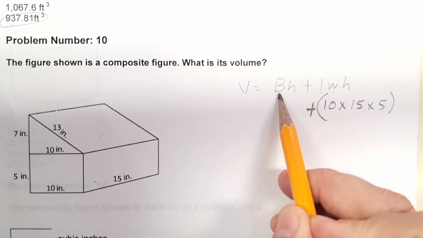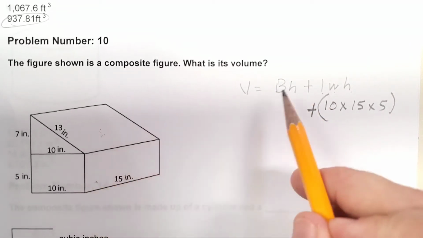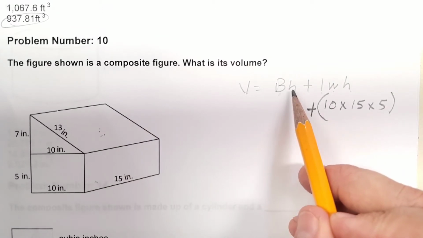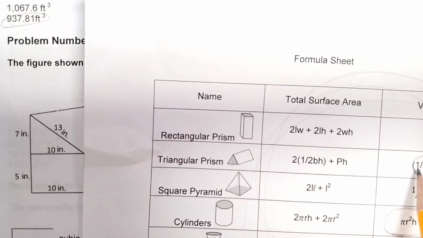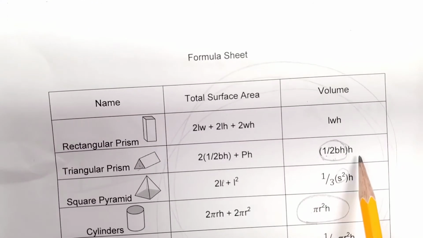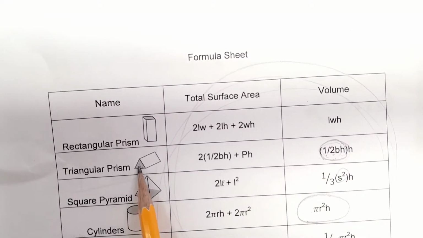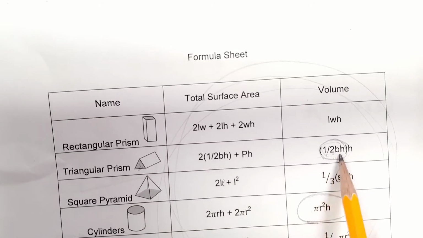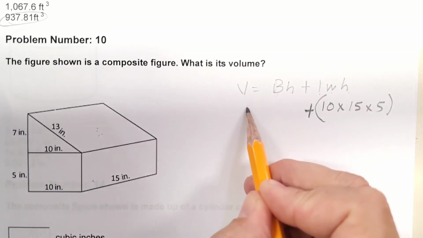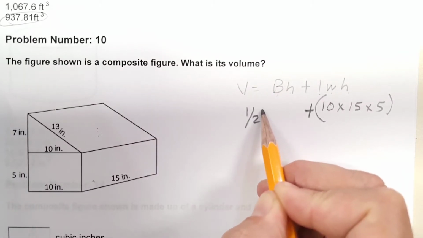Then we're going to have to add this triangular prism. Again, with the capital B, meaning base times height. On your formula sheet, I put half base times height because I wanted you to know that's how you find the area of the base of a triangular prism. 1/2 times base times height. So I'll work that out.